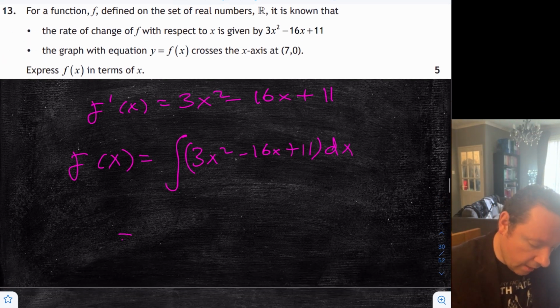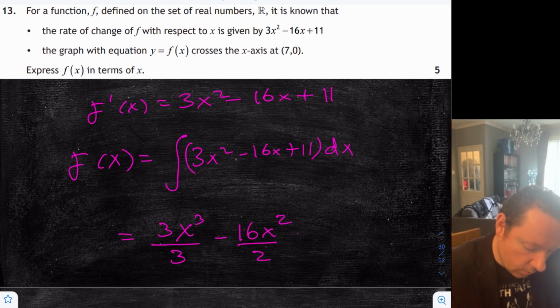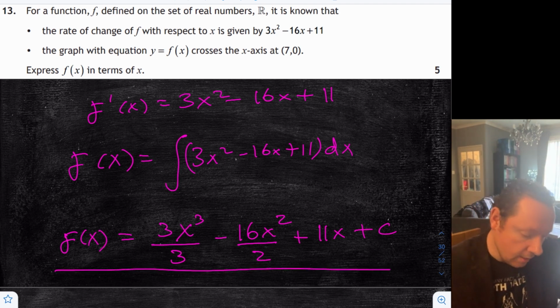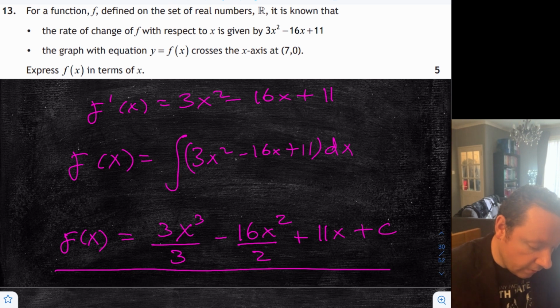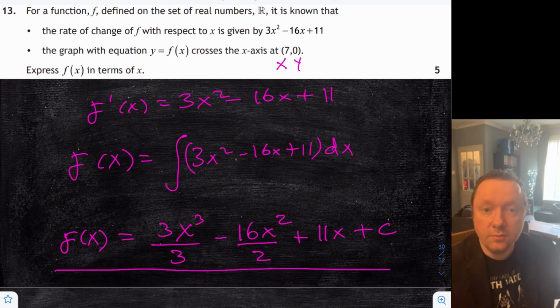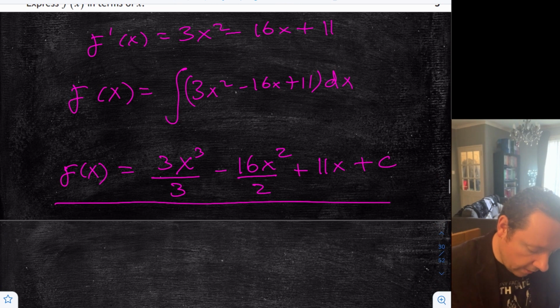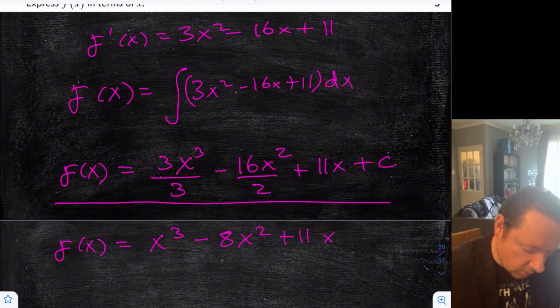So integrating that, we get x cubed times 3 over 3 minus 16x squared over 2 plus 11x plus c. So there's our initial step. We can simplify that in a moment. But it tells us that the graph of y equals f of x crosses the x-axis at 7, 0. Well, 7 is x and 0 is y. So we can substitute 0 and 7 into our equation. So we've got f of x, tidying it up, equals x cubed minus 16 over 2 is 8x squared plus 11x plus c.